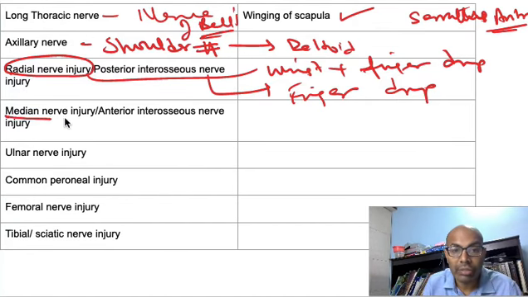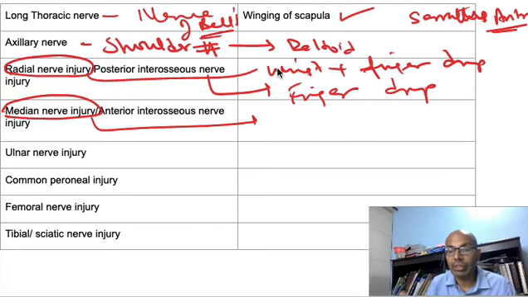Then you have median nerve injury, right? Median nerve injury can affect some of the intrinsic muscles of the hand, the thenar muscles of the hand. It can also affect the medial FDP and the FDS tendons as well. The median nerve is very commonly compressed in the carpal tunnel, and therefore you have tingling and numbness in the lateral 3.5 fingers, carpal tunnel syndrome.